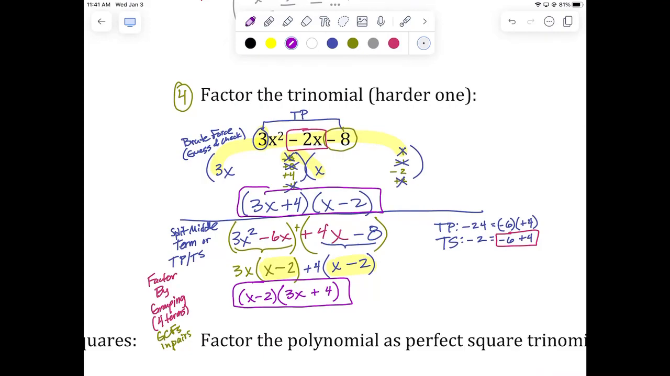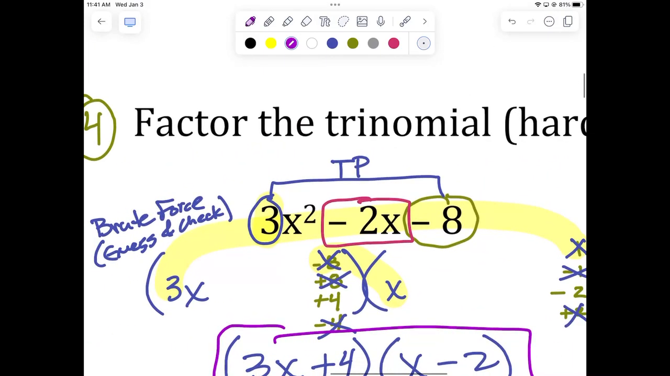So factor by grouping is a formal way to do it. It takes a little bit of the guesswork out of it. You still got to find those two numbers, in this case negative 6 and 4, but you're working with a single number, negative 24, instead of combinations of 3 and negative 8. So I don't care how you do it, but make sure that you have one of them figured out. Negative 24 is your target product.